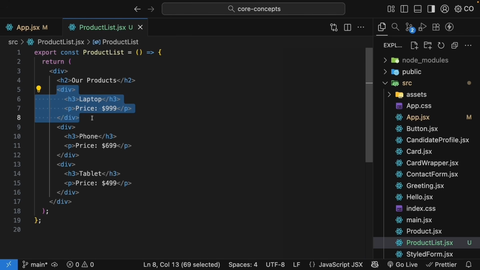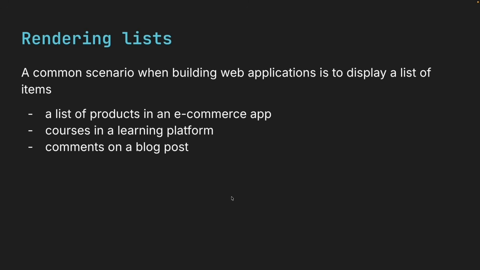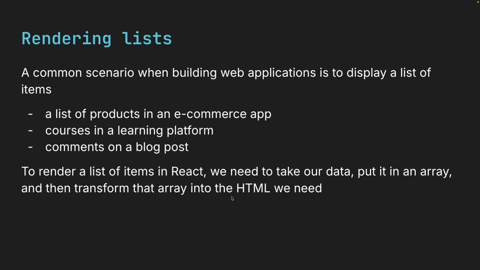Repetition is something we want to avoid in programming. Plus, what if we have 100 products? We definitely don't want to write 100 divs by hand. To render a list of items in React, we need to take our data, put it in an array, and then transform that array into the HTML we need.